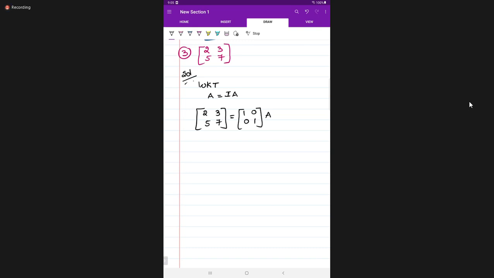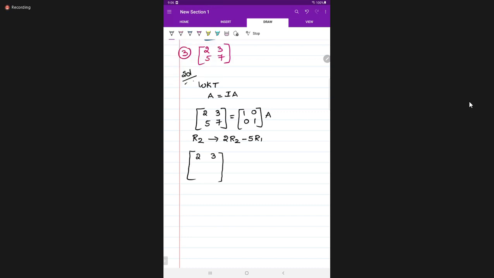Ma'am, you can take minus 2 R1. Very good. First, R2 implies 2R2 minus 5R1. Yes, we can take it like that. Now tell me the answer. 2, 3, write as it is. 2 into 5 minus 5 into 2, 10 minus 10, it is 0.